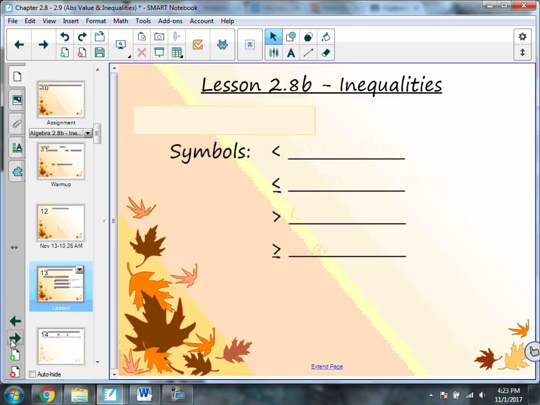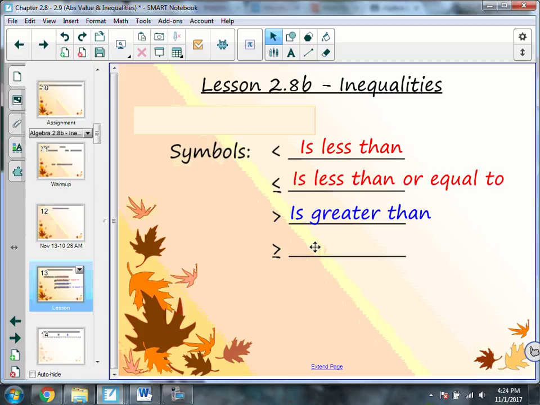And now we're going to get started on today's lesson. So today we're going to be discussing inequalities. First thing I'd like to do is review the symbols for inequalities. We have less than, or equal to, greater than, or greater than or equal to.